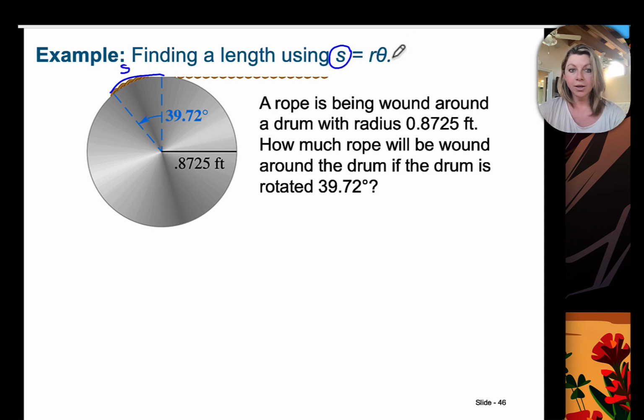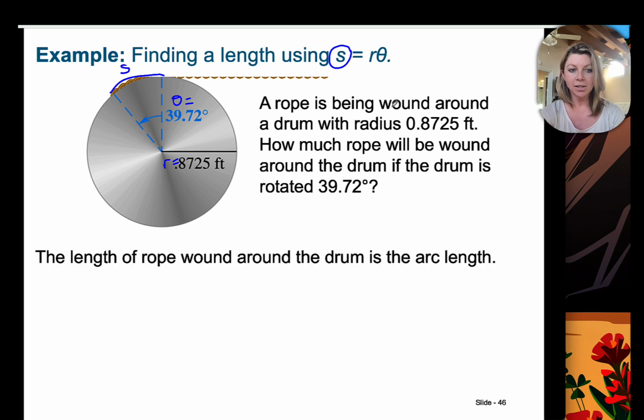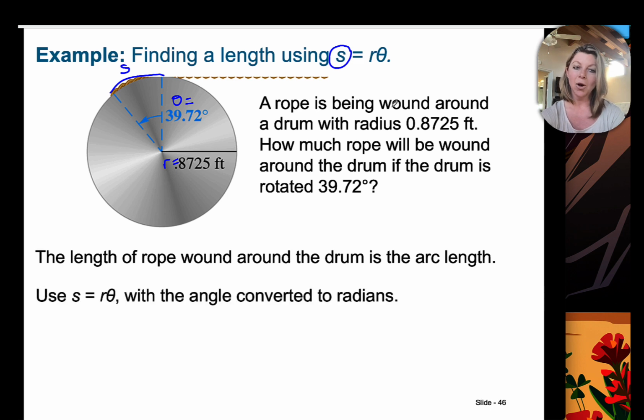So we need R because it's dependent on the size of the circle or drum. We've got it. We're going to plug that in. And we need theta. And we've got 39.72 degrees. Problem. We're in degrees. We're going to need to switch that to radians before we can apply this formula. All right, let's do that. The length of the rope wound around the drum is the arc length. So we're going to use S equals R theta.